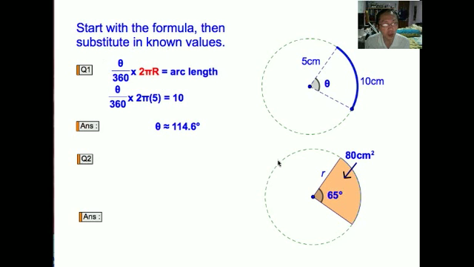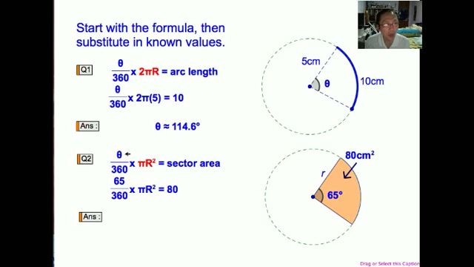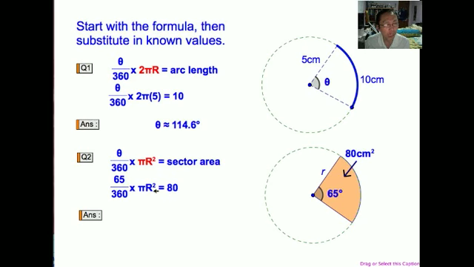Similarly, in question 2, this time we are given the area of a sector and the angle. Again, we start with the formula. This time we use the formula for a sector. Angle over 360 times pi r squared equals the sector area, which is 80. And simplifying this, we have the answer r equals 11.9 cm.